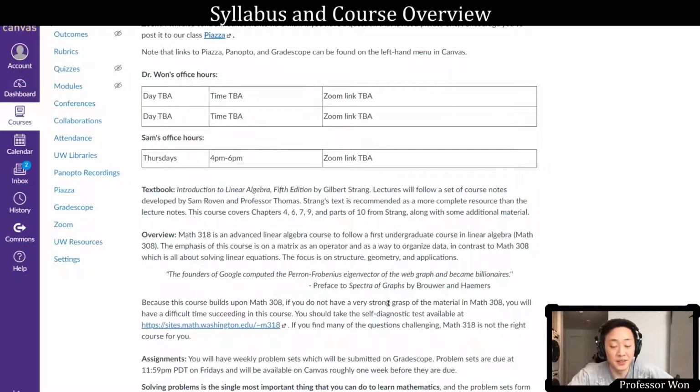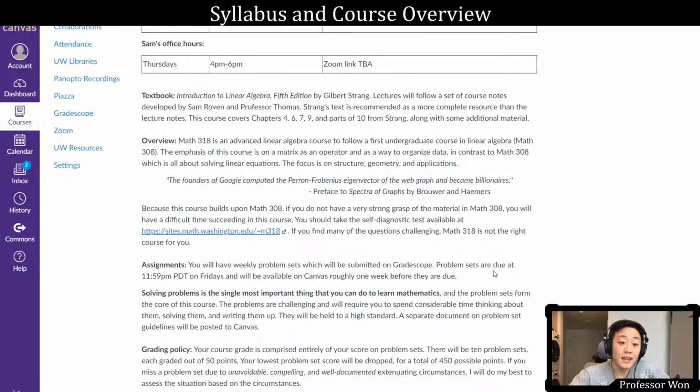Okay, so I've included a little motivational quote here from the preface to Spectra of Graphs by Brouwer and Haemers. The founders of Google computed the Perron-Frobenius eigenvector of the web graph and became billionaires. So by the end of this course, we should be able to understand this sentence. And in fact, even in week 2, we'll cover Google PageRank and see that Google PageRank is basically just linear algebra. So if you needed any more convincing that linear algebra is useful, I can't think of a more compelling argument than that.